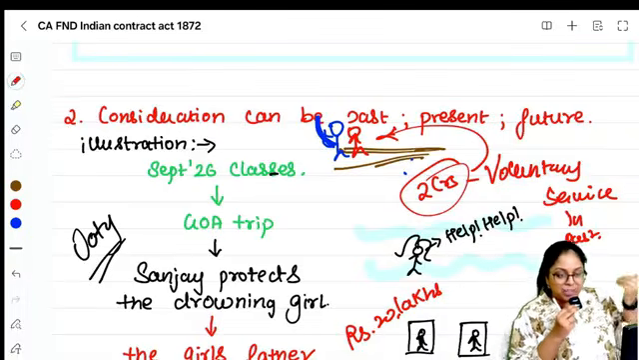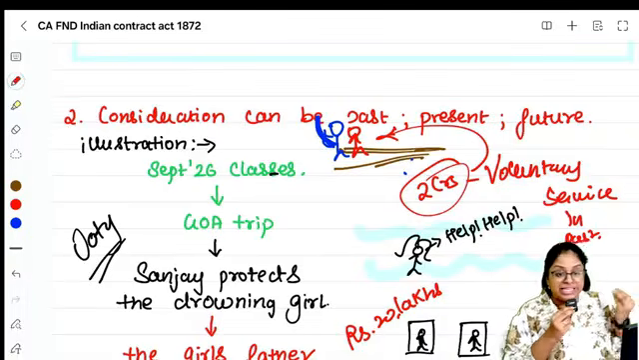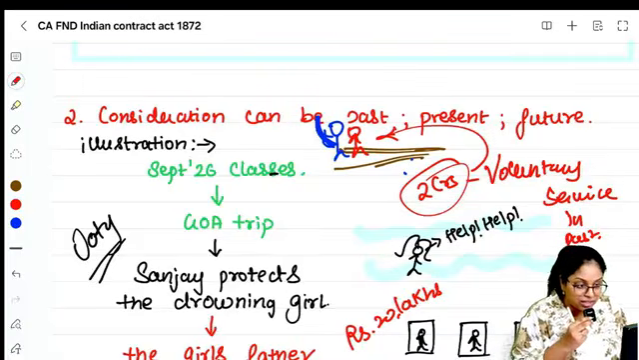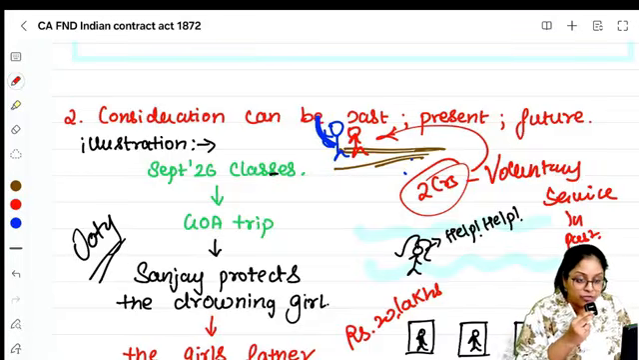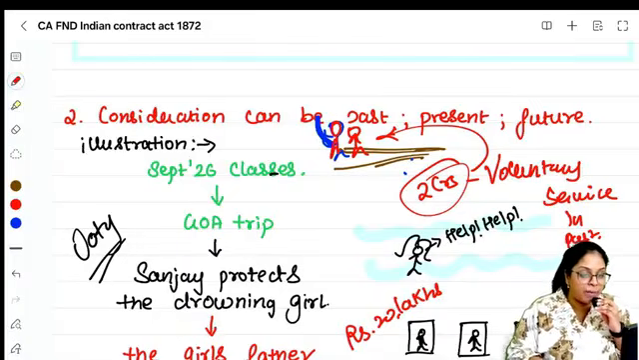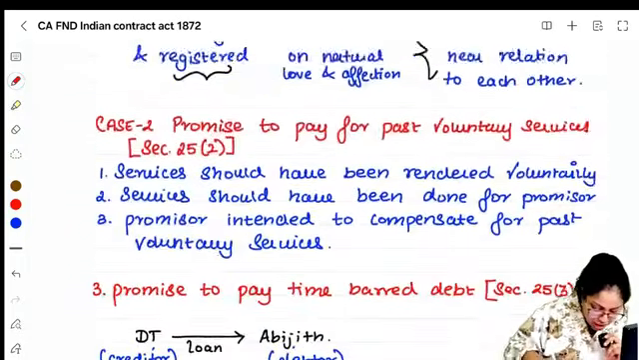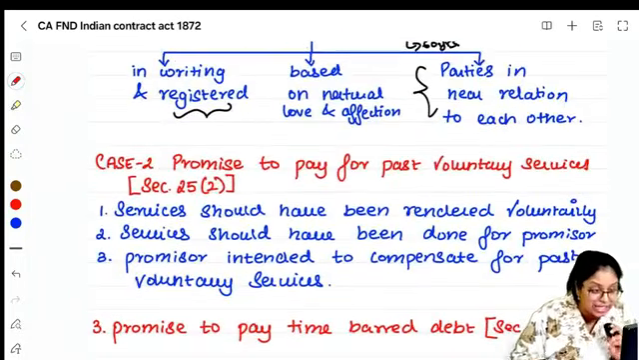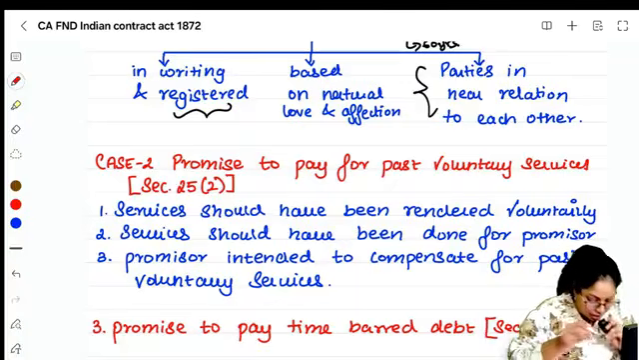Did Sanjay expect that somebody will give him this reward, and then do it? No, he just wanted to save that girl's life. After that, the father said, I will give you a reward of 2 crore rupees. Your reward is being given for a past voluntary service. The girl and the father themselves come and tell that they will give the reward. Sanjay didn't ask.